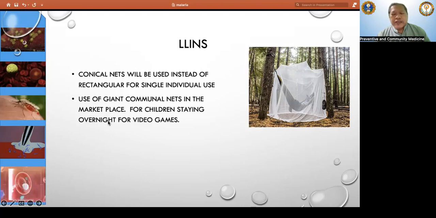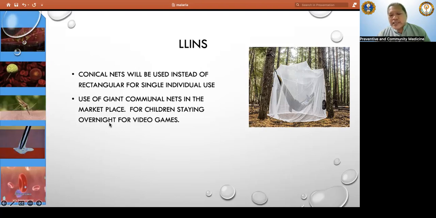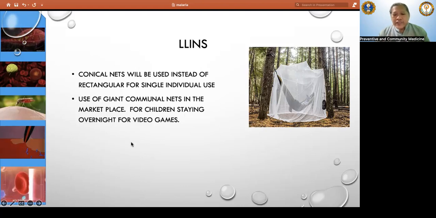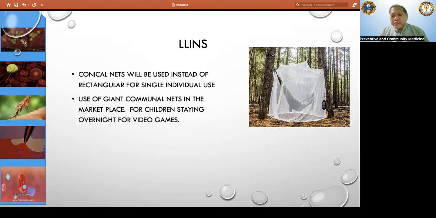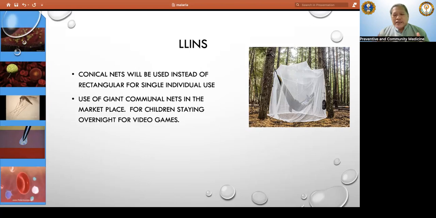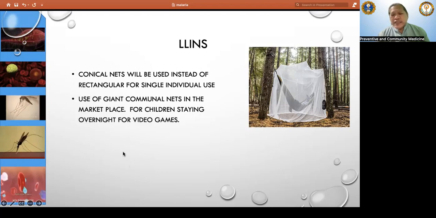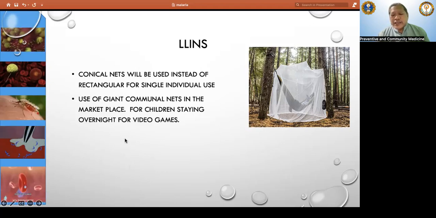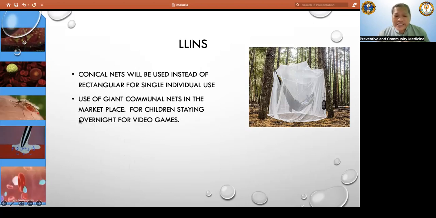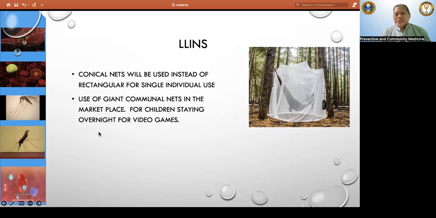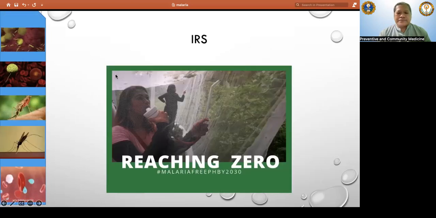Ito yung nakakatawang program. When asked why they use giant communal nets, it's used for children staying overnight for video games. In the province, doon sa marketplace naglalaro yung mga bata. Pero nakakatawa ang program na to, kasi why are you going to give communal nets in the marketplace for children staying overnight? Bakit hindi mo nalang pagbawalan yung children to play video games? Diba? And they are staying overnight playing video games. Diba mas nakakasira sa kabataan yun?